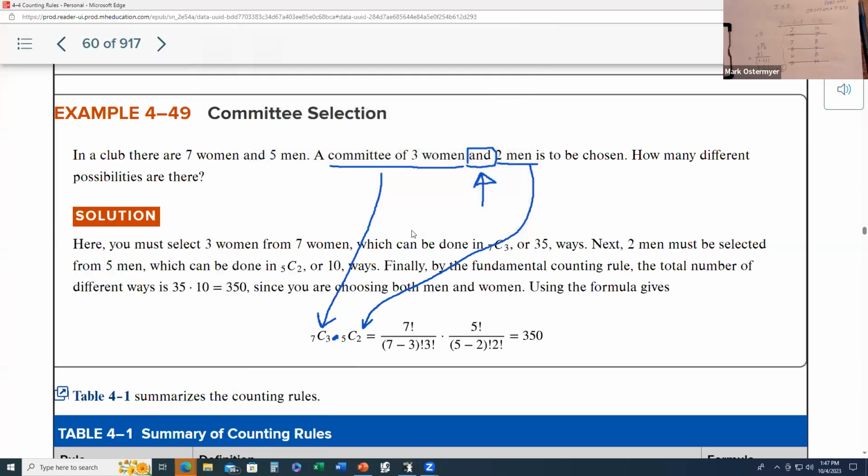of choosing, what was it? 3 women from 7 women and 2 men from 5 men. Okay, if order does not matter in how we choose the women and the men from the respective lots. 350 different ways.